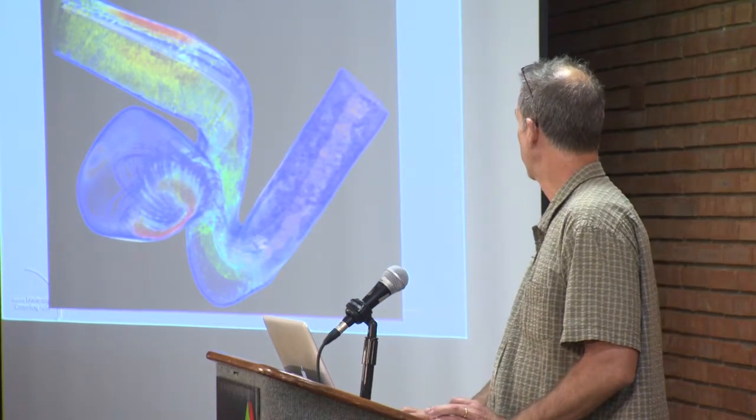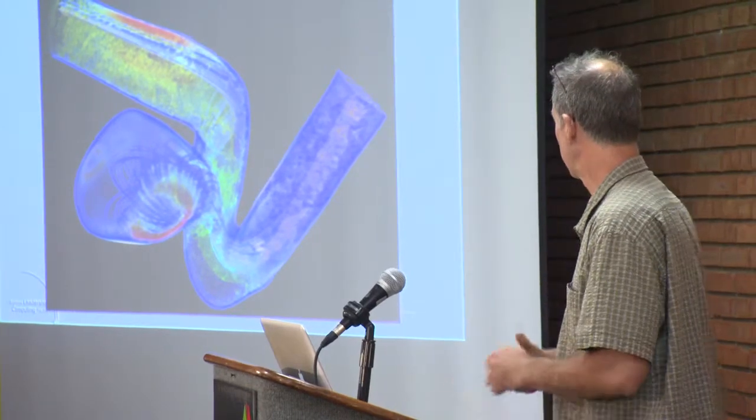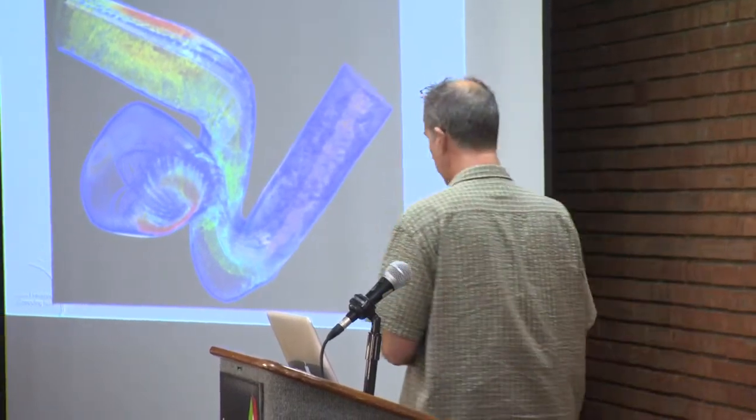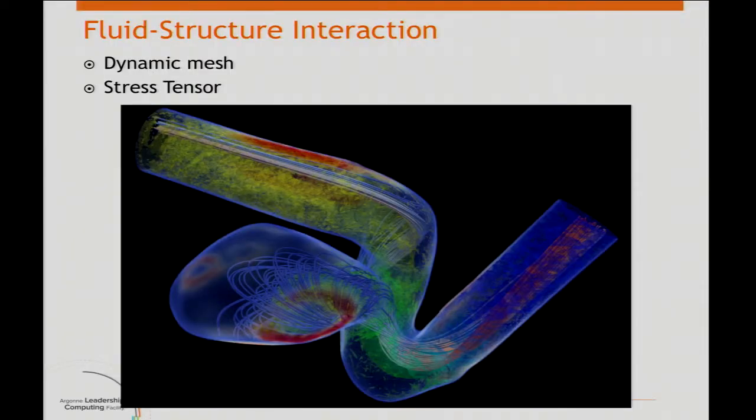And this is just another example of additional derived quantities that are calculated. These regions here are where there's the stress tensor, where there's high stress on the walls, and they indicate places where there's high stress and likely to have problems.